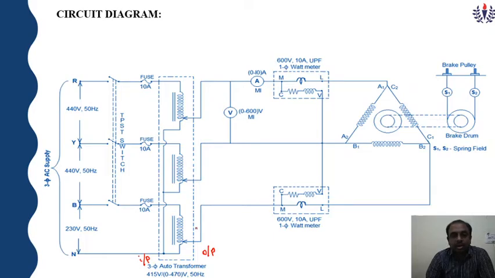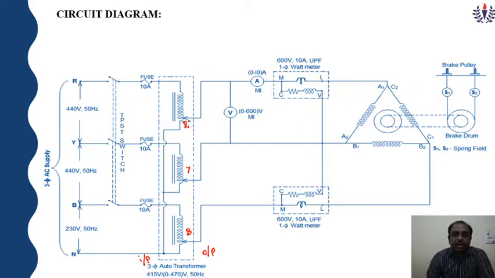Then the output of this autotransformer R, Y, B is connected to the stator side. It will be a delta connection. In the autotransformer we connect the input in star: star for starting purpose, delta for running purpose. There are two wattmeters which will be connected.